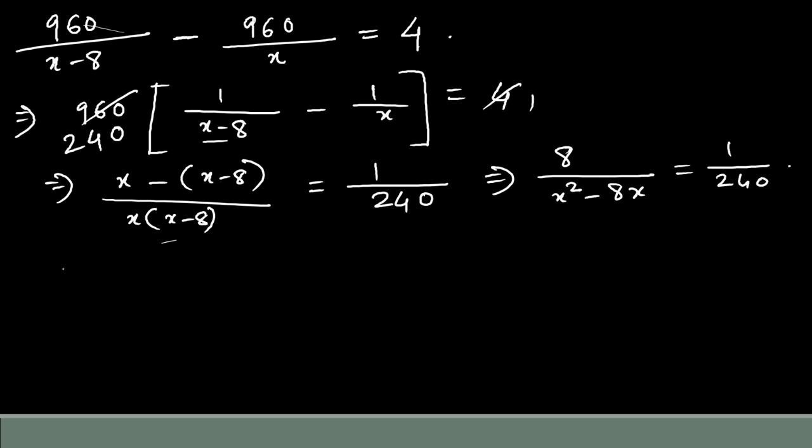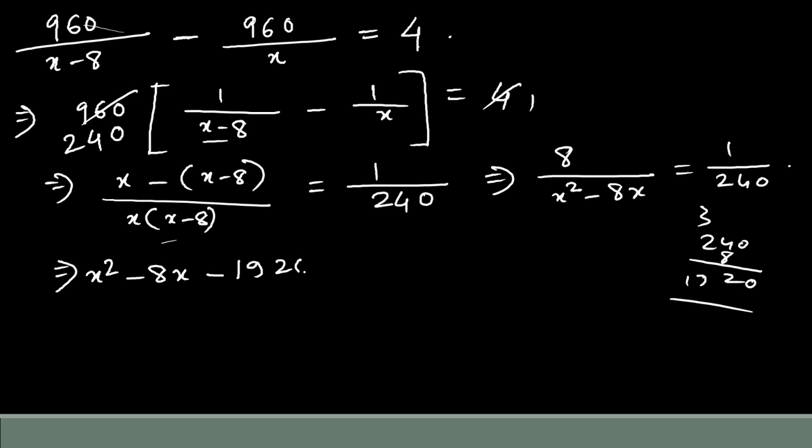So what you will do is take x square minus 8x to the other side, and it will come as 240 times 8, 1920, right? So minus 1920 equals 0. Similarly, again, let me explain here how to do factorization.